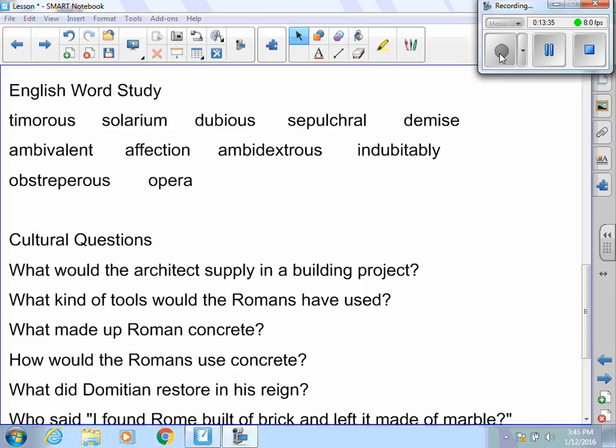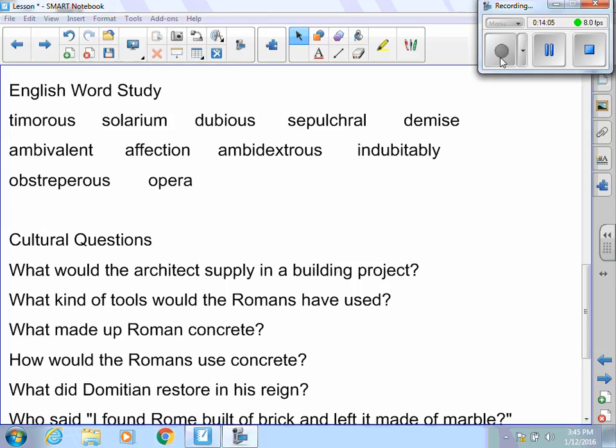Indubitably has something to do with doubt again. In means no, so no doubt. So unquestionably. Obstreperous is noisy, coming from strepitus. Opera is somebody's work. So in this case, it would be an opera. Somebody has written an opera, some kind of dramatic performance set to music. Figaro, that's an opera. But it is associated with work.